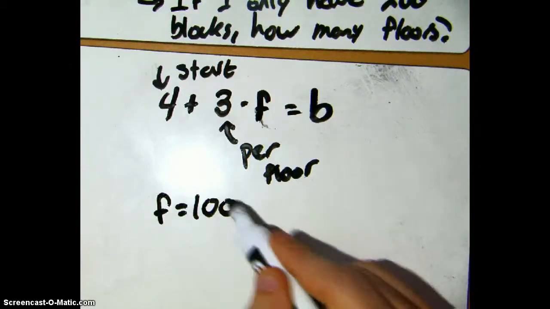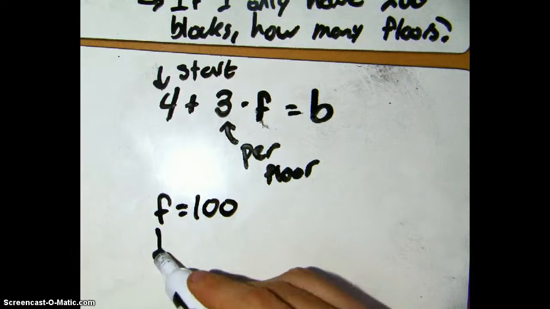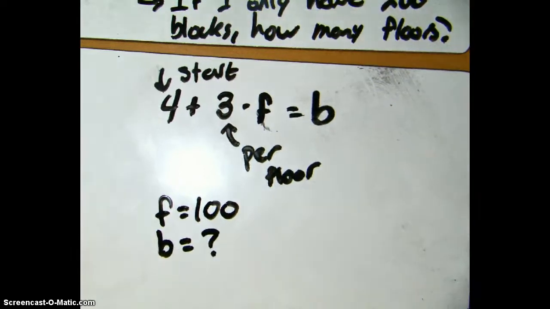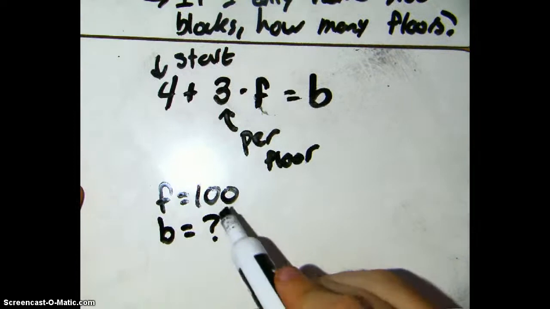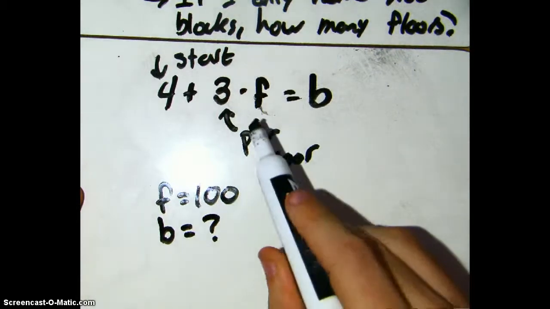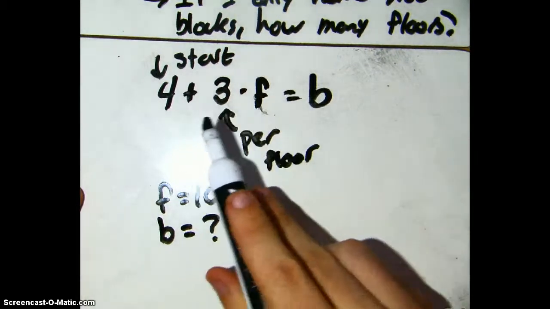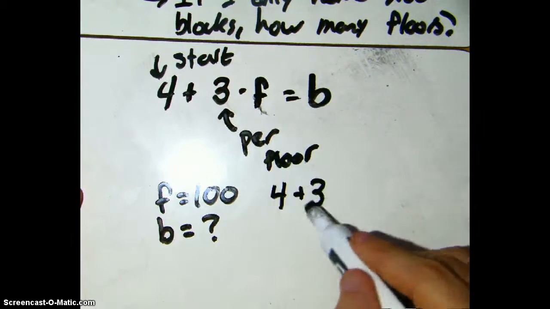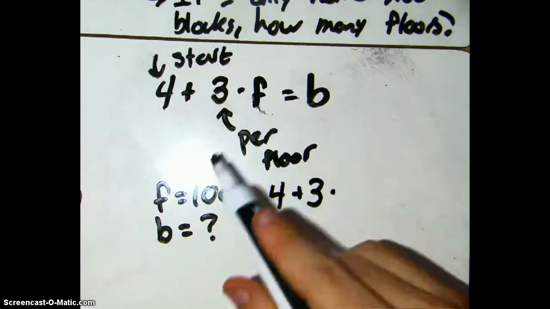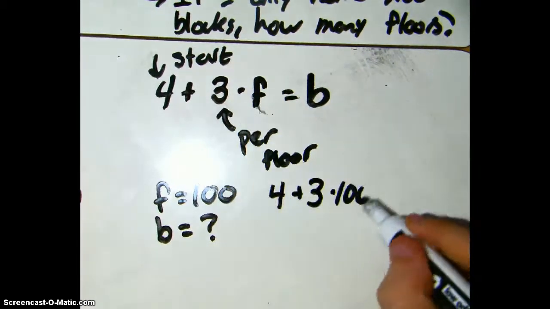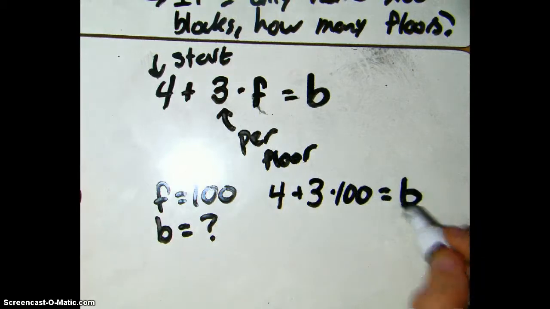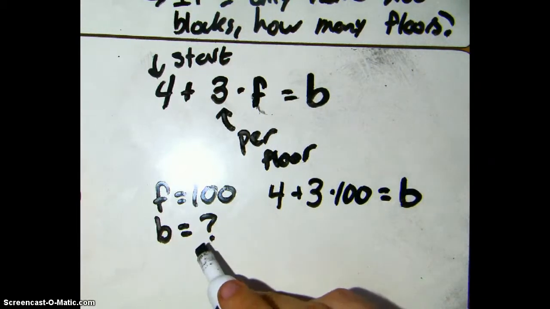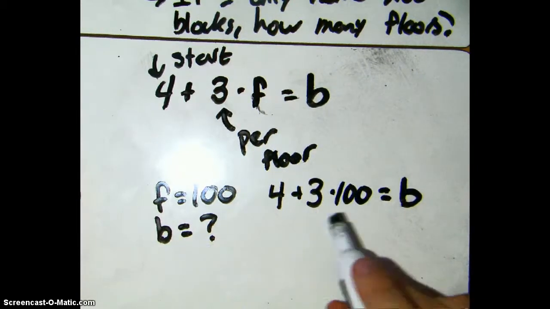And I'm trying to figure out what B will be. I need to figure out how many blocks for 100 floors. To figure that out, all you need to do is take 100 and substitute in here for F, and then evaluate the equation. So I'll do that right here. 4 plus 3 times 100 for 100 floors, equals B, because we don't know how many blocks we need. And now we can just evaluate this.